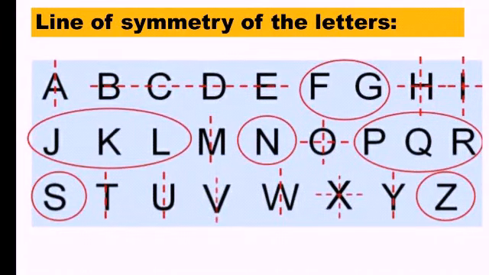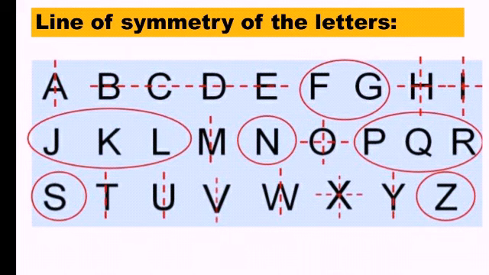Now look at the screen. Here I have given the list of the alphabets and I have shown the line of symmetry on the alphabets. See, it is not the same for the small letters. You have to find out the line of symmetry for small letters. You can do it at home and practice it: how many lines of symmetry are there in each small letter.